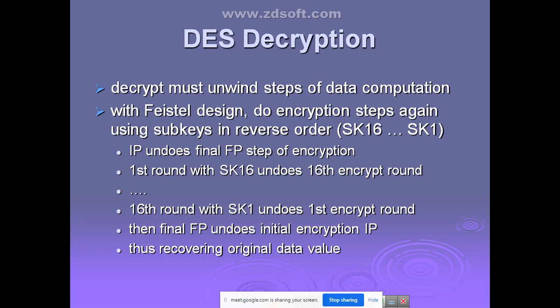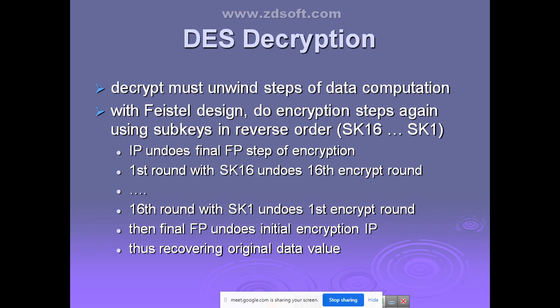Key generation. Then as already told, the decryption is just opposite, or you are going to perform that operation in the opposite of the encryption itself. So decryption must unwind the steps of the data computation. With Feistel design, do decryption steps again using the subkeys in the reverse order. Right, same as that of the Feistel cipher.